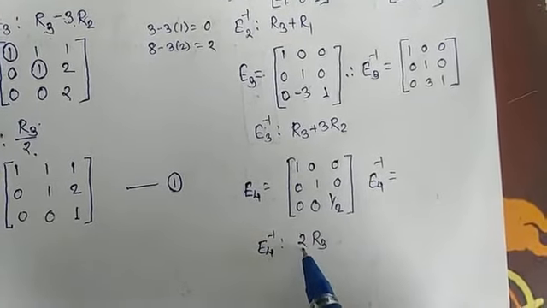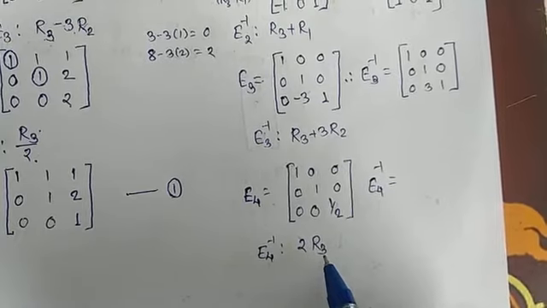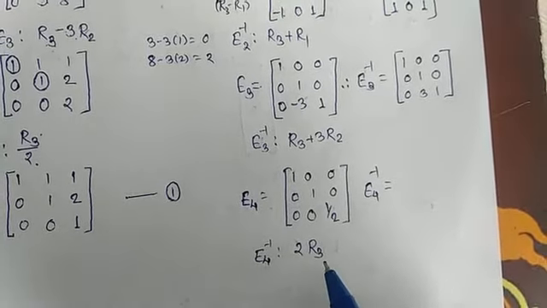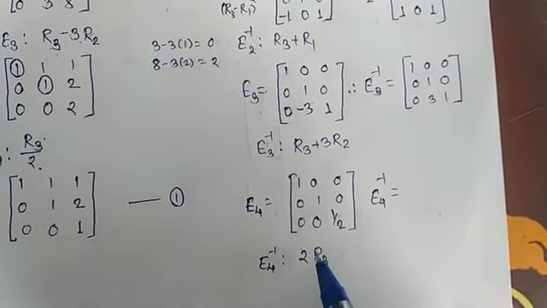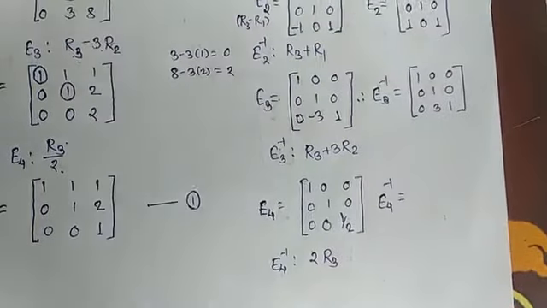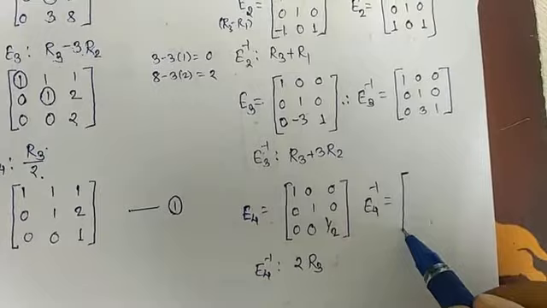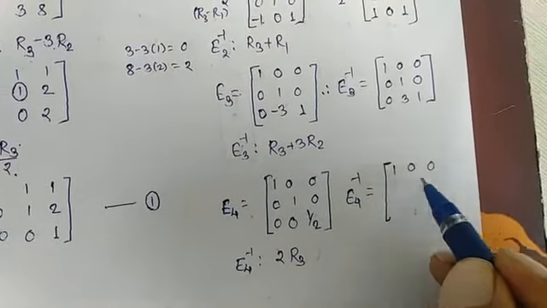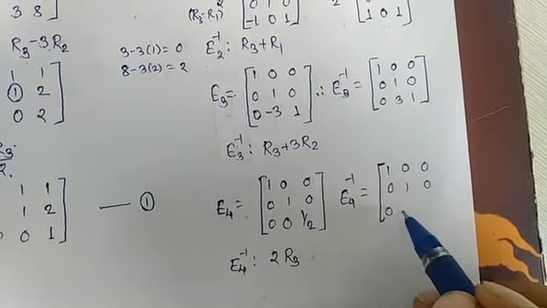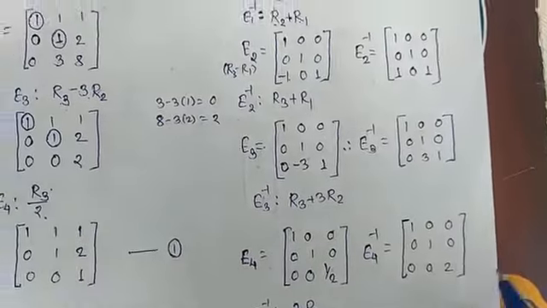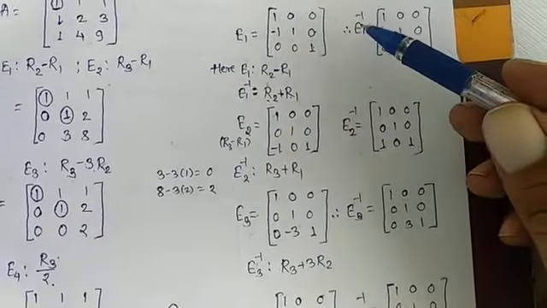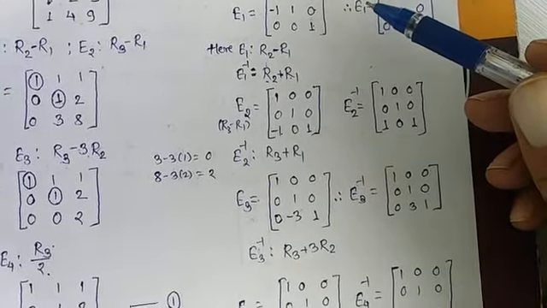If it is divide, we have to multiply it inverse, and if it is multiply, we have to divide in its inverse. So here our matrix is 1 0 0, 0 1 0, 0 0 2. Okay, so we get all inverse of elementary matrices.